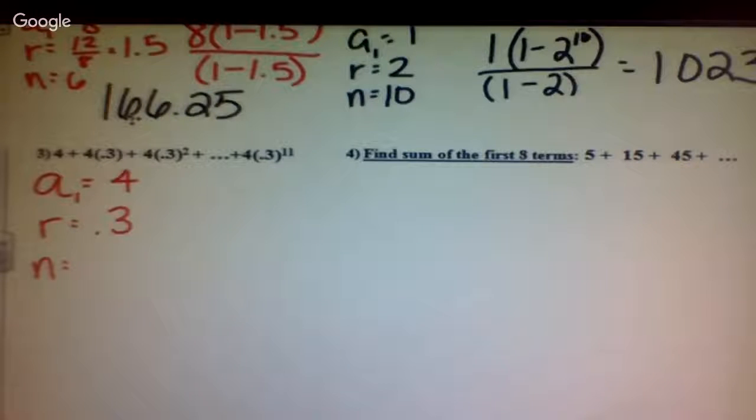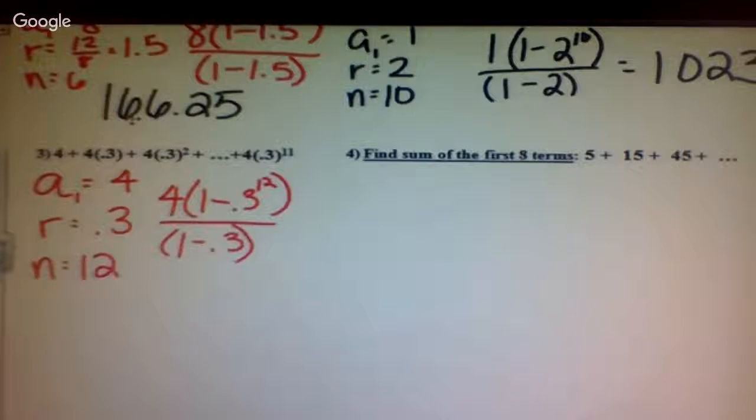Remember, just like with arithmetic, where it went from 0 to 11, how many numbers are there actually? 12. But the first 2 don't have exponents. Yeah, because the third one starts at 2. So that is 1 and the other one is 0. So it goes from 0 to 11, which is technically 12 numbers. So 4 times 1 minus 0.3 to the 12th divided by 1 minus 0.3. Probably the hardest part is finding what you have.